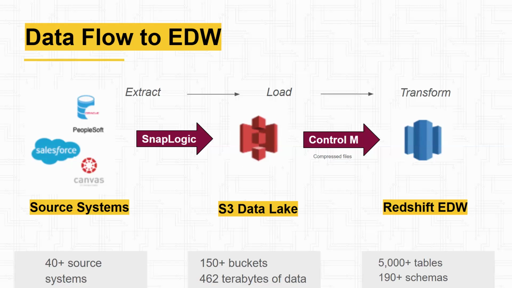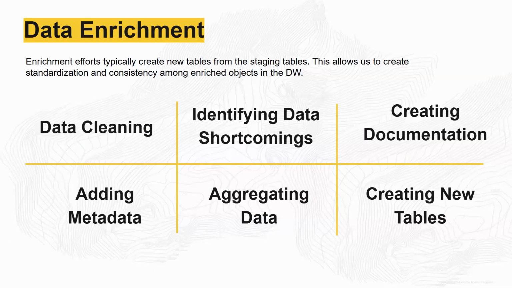From there, our data is loaded into our enterprise data warehouse, which is Redshift. This is done through a tool called Control-M. So these files are compressed and then pushed into our data warehouse. We have over 5,000 different tables and over 190 different schemas. From there, data is further transformed in the data warehouse. And so this is called data enrichment. And so this is when we're creating new tables and staging tables. So this is allowing the university to create standardization and consistency across the terms and data used at ASU.